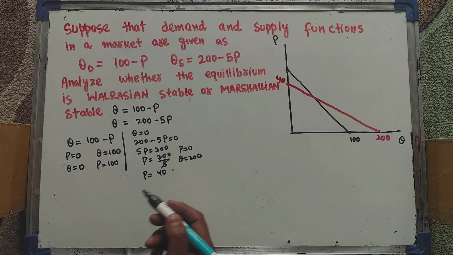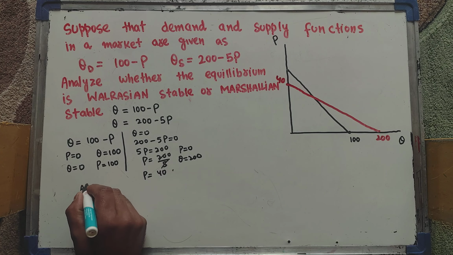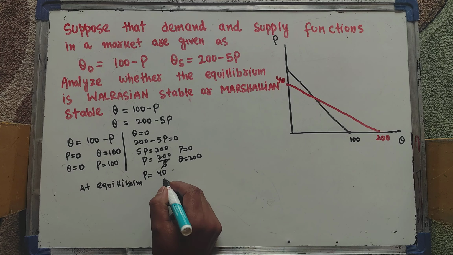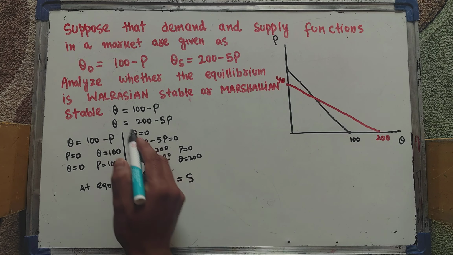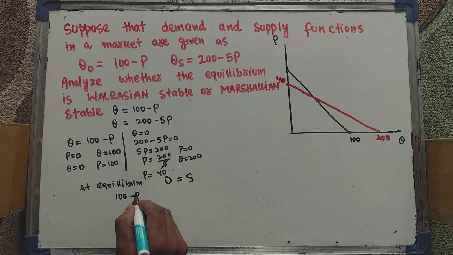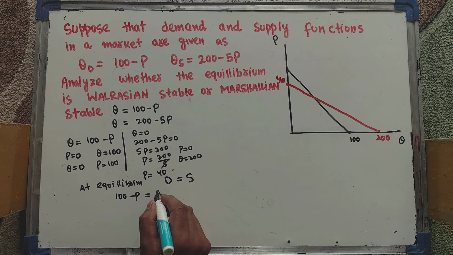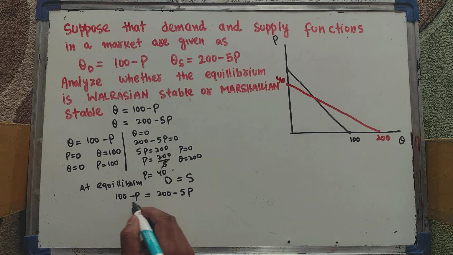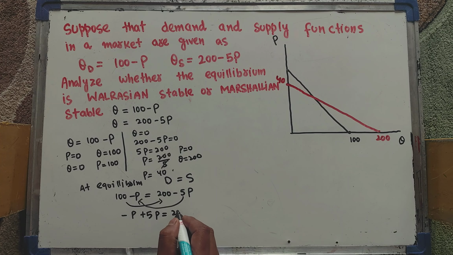So stability. We know that at equilibrium, demand is equal to supply. So this is our demand function. That means 100 minus P is equal to, what is supply? Supply is 200 minus 5P. Let us solve it for P. Transpose this term here and this term there, so we will get minus P, transposing it here becomes plus 5P is equal to 200 minus 100. When I transpose it, it gets subtracted, so we get 4P is equal to 100.